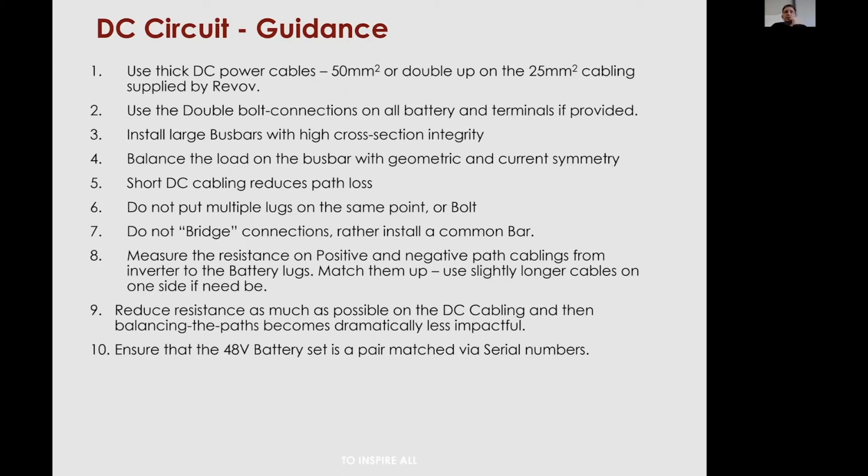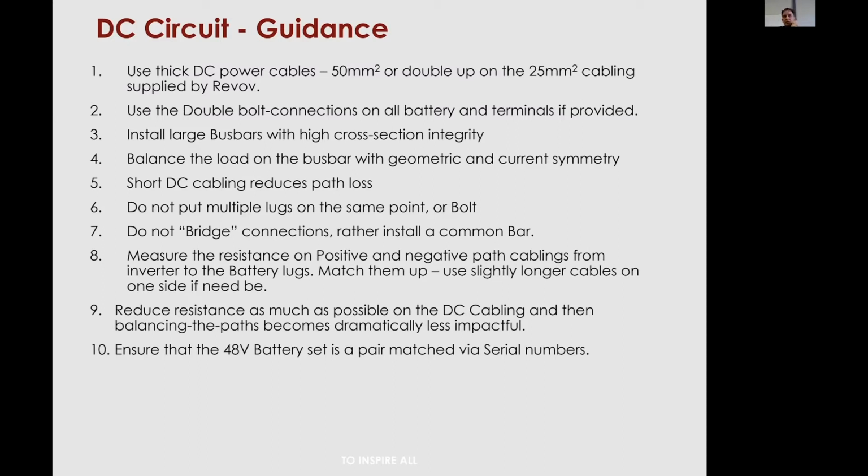Number 6, this is to prevent unintended preferred paths. Don't put multiple cables in the same lug or the same bolt. And then number 7 is a similar thing, for a similar reason. Don't bridge connections. Rather install a common bar and put cabling onto that common bar, aka the bus bar. And there's nothing against putting in 2 or 3 bus bars according to your requirements.